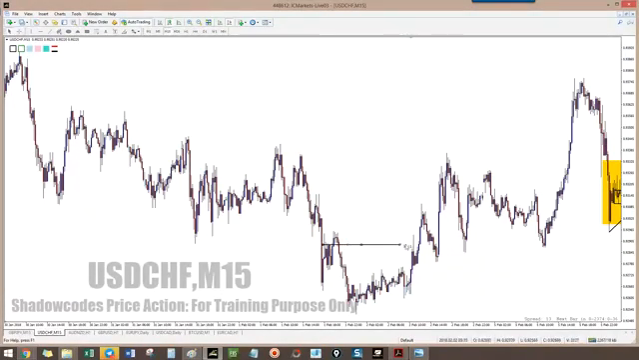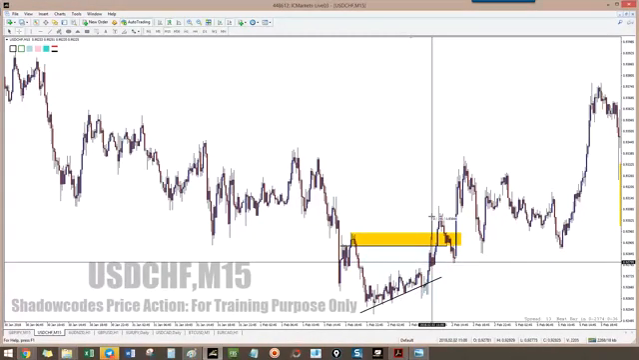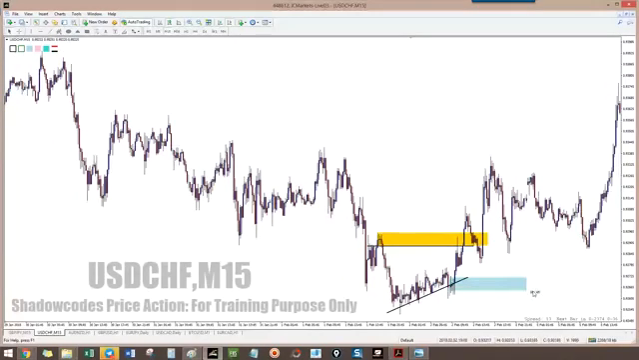You have a QM, and you also have a compression over here, a very good compression. And then price went out here, but it did not engulf the last demand here. It did not engulf here. If price is able to engulf here, for example, engulf here, then you can expect price to enter over here.